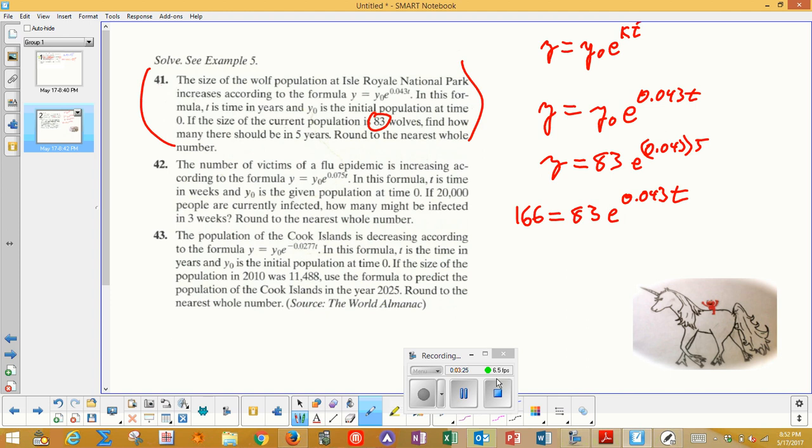And the last thing you need to know is that, for example, in this one, the population in 2010 is this, we're going to make y sub 0 the population in 2010. And if we want to know what's the population in 2025, we're going to make t equals 15, because it's 15 years from 2010 to 2025. And that's all you need to know.